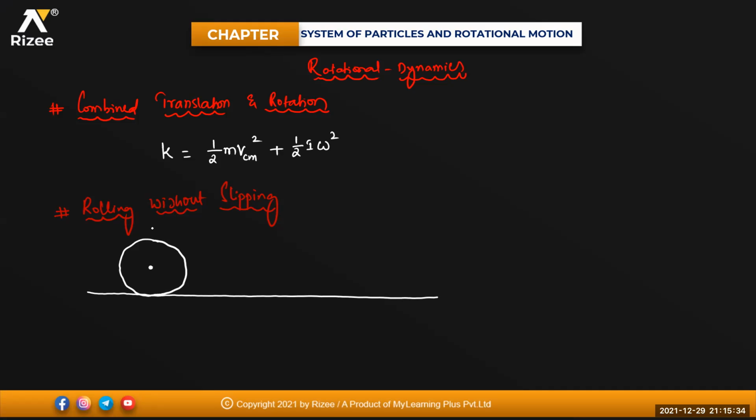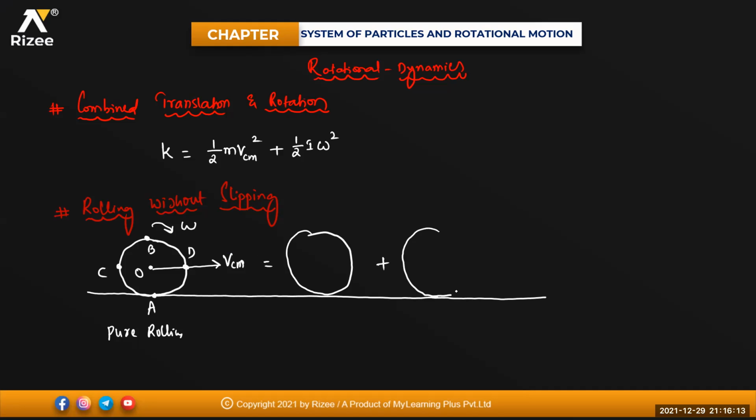So if I'm taking some points on this body, the body is rotating with an angular velocity omega. This is the center O. Velocity of this center of mass is VCM in the front direction. This is some point A, this is point B, this is point C, this is point D. The body is moving in the front direction with VCM, and this right now is pure rolling. A pure rolling is a combination of a translatory motion plus a pure rotatory motion.